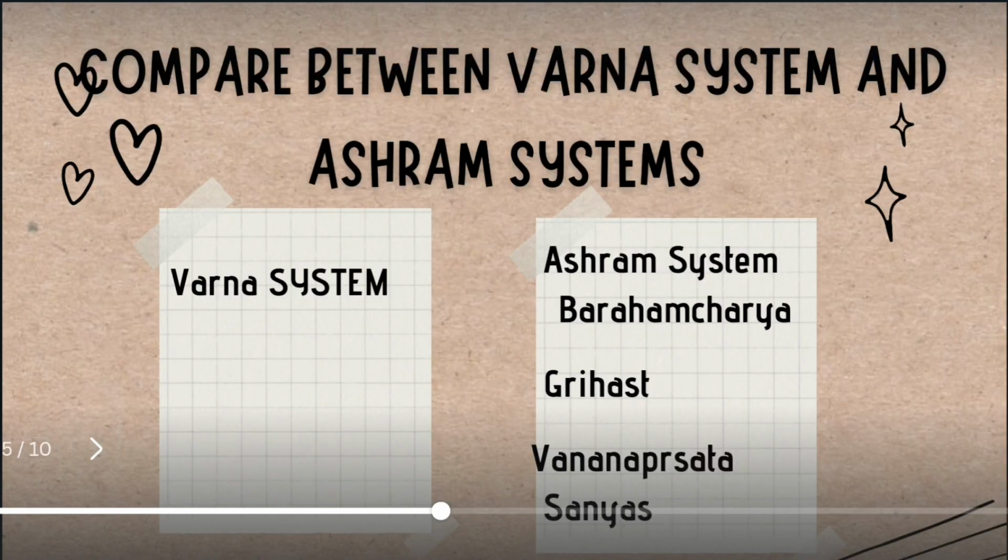Next, compare the Varna system and the Ashram system. Earlier, I discussed the Varna system with you. In the Varna system, there were four castes: Brahmans, Kshatriyas, Vaishyas, and Shudras. In the pre-Vedic period, it just depended on their caliber and work. Like right now, if you have talent and you want to be anything, you can pursue any occupation. But during 600 BC to 600 CE, it depended on birth.